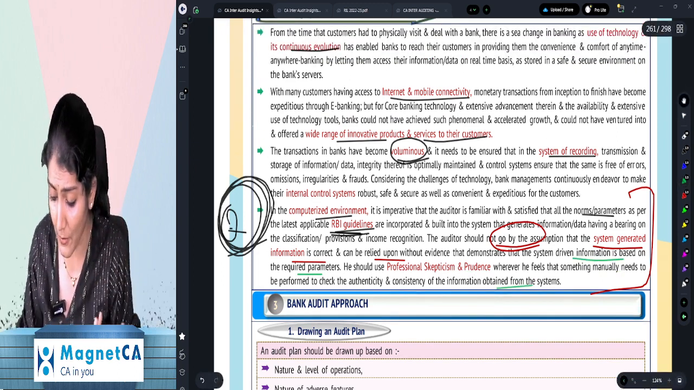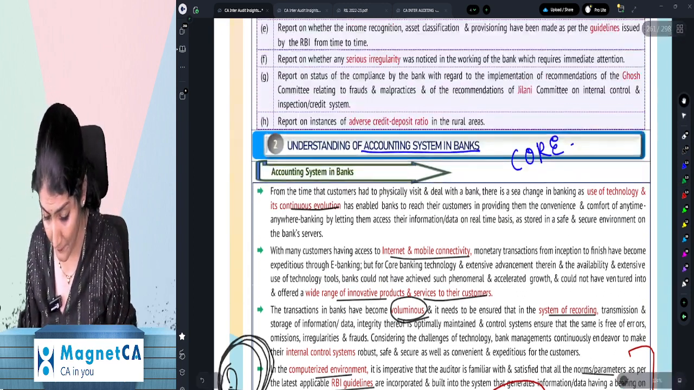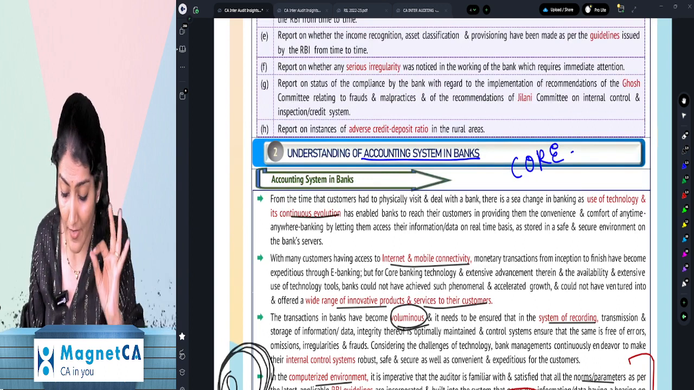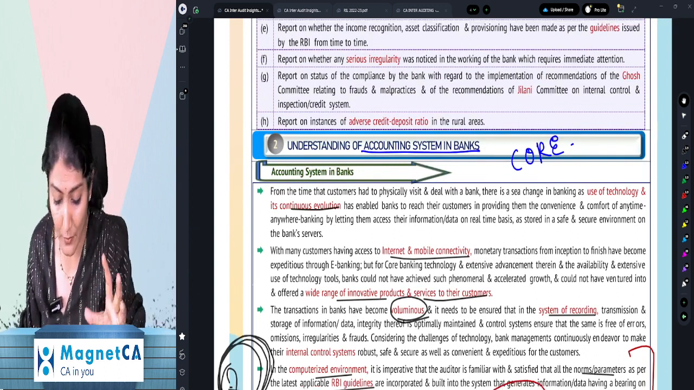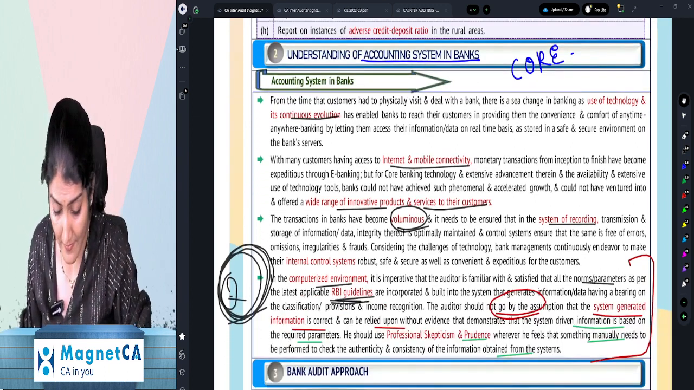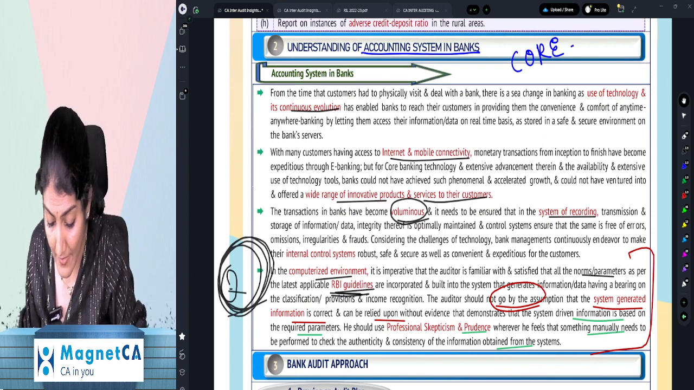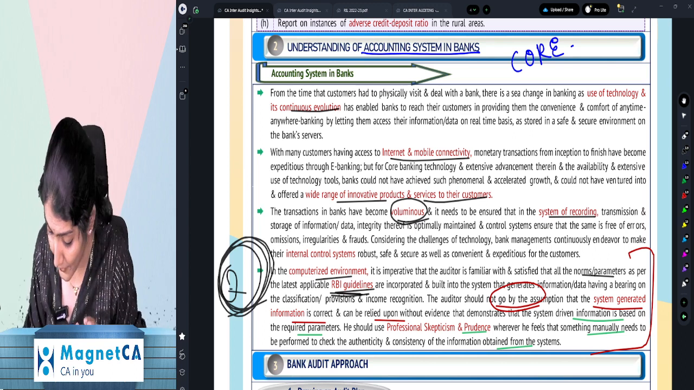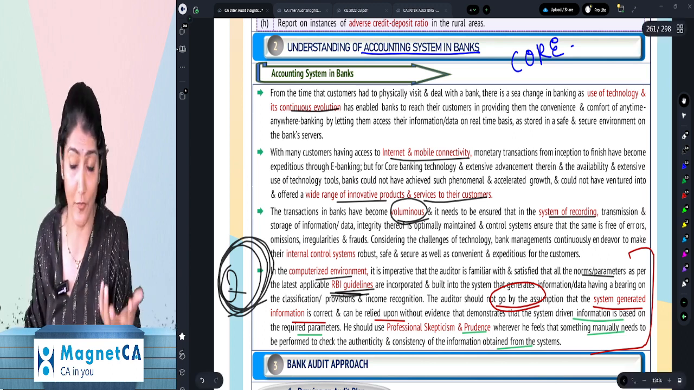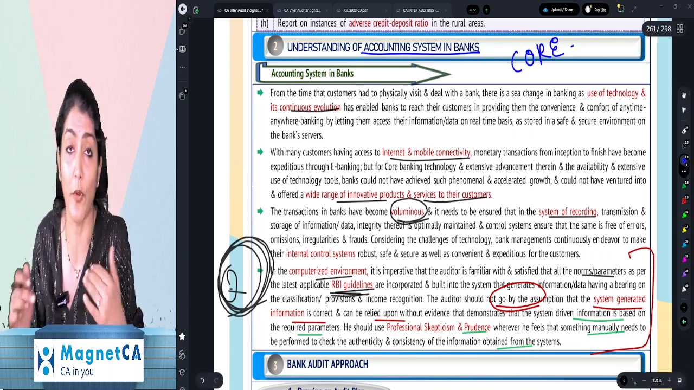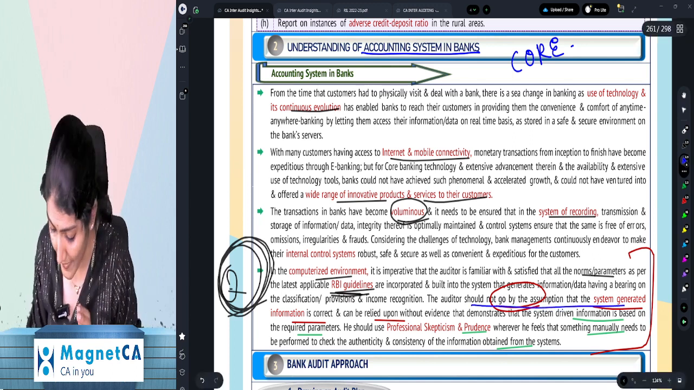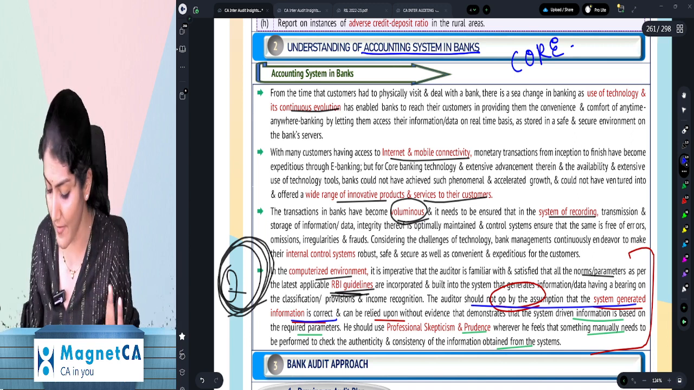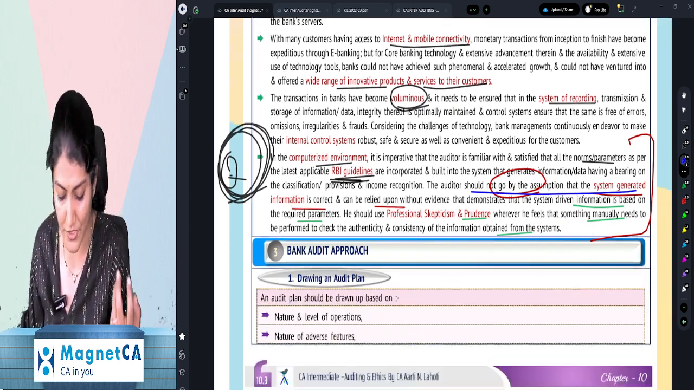And so wherever you think, oh, this question may not come, that is probably the question which is going to come in the exam. Whichever question you study, you understand it from the short note, and they can ask you the full discussion on understanding of the accounting system in case of a bank, or they can ask you something particular in the computerized environment of the bank, or they can make an MCQ from it. So, should you go by the assumption that system generated information is correct? No, do not go by the assumption that system generated information is correct.